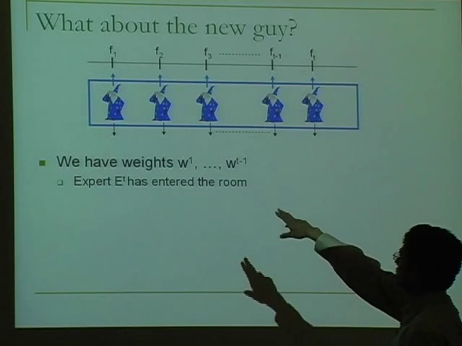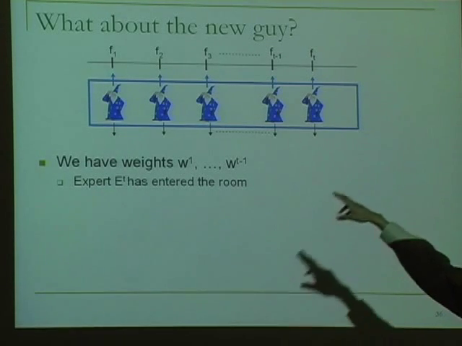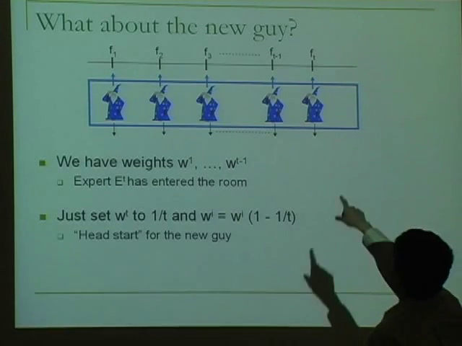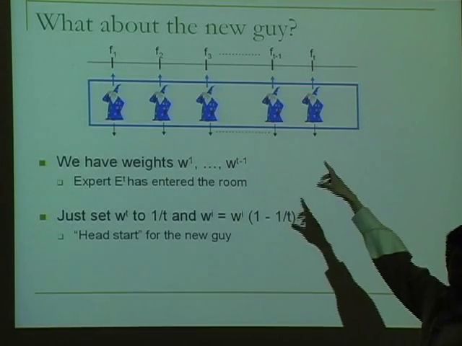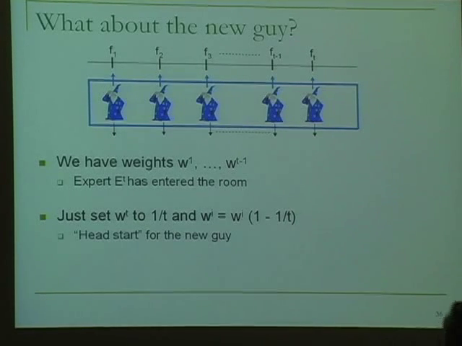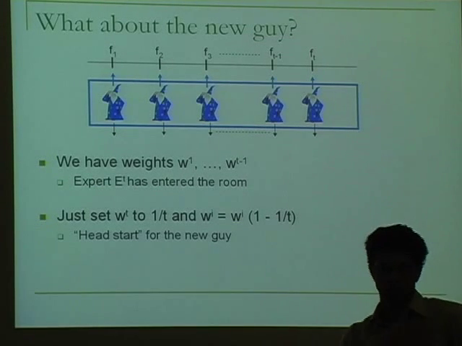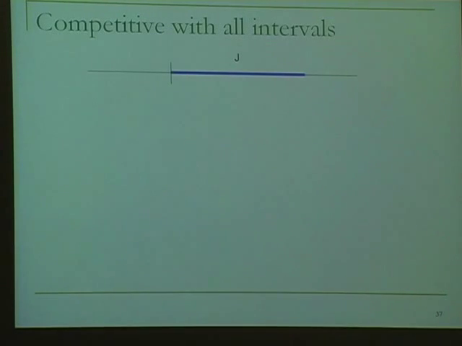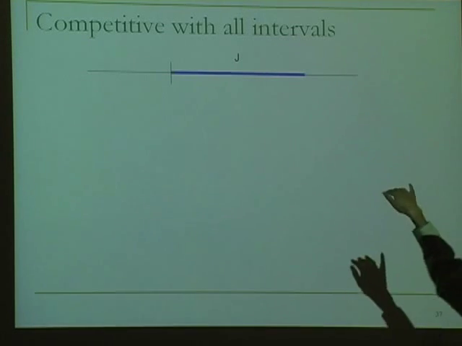So we have weights w1 to wt-1. Those are the t-1 experts. Now expert et enters. What we're going to do is simply do multiplicative weights on those experts, and you get some weights. To the new guy, give him a head start of 1 over t. So you give him this little boost, and then you bring down everyone else so that it's still a probability distribution. And basically, what we show is that this head start is enough. And what I mean by that is consider any contiguous interval of time j.